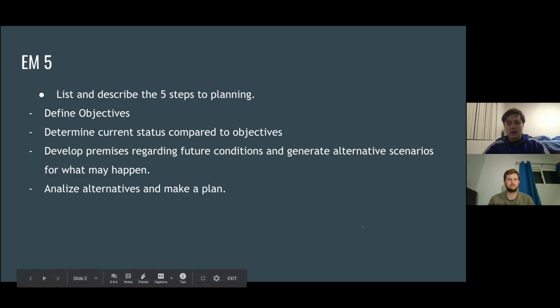Next, analyze alternatives and make a plan. That's where you come up with all the different scenarios that could happen realistically, and then you plan around those in case those happen, and then you make a plan.